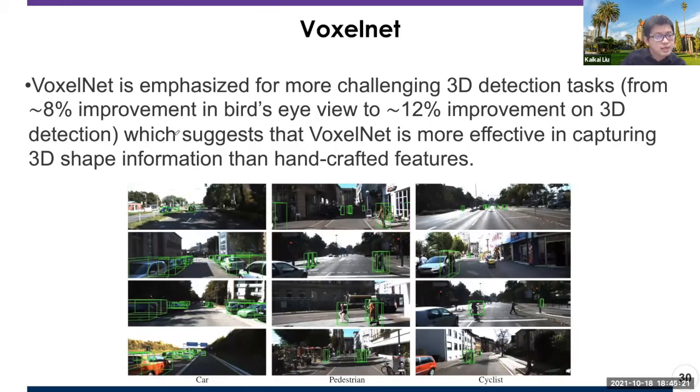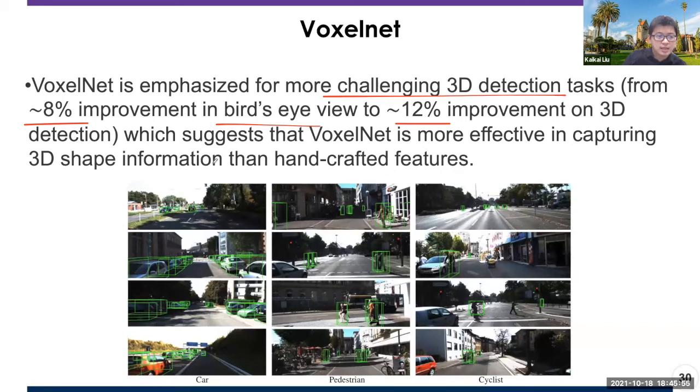So when VoxelNet is published, it can be applied to more challenging 3D tasks. For some easy 3D tasks, the projection-based solution is okay. But for some very challenging 3D tasks, they have 80% improvement compared with the bird's eye view solution, and around 8 to 12% improvement, and it actually represents the state of the art of 3D detection solutions.